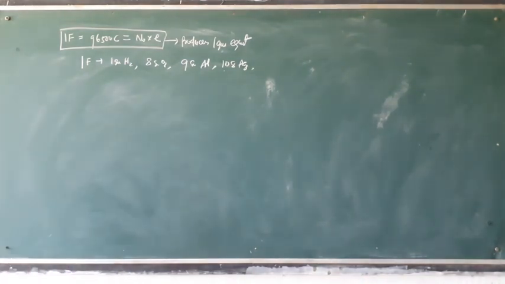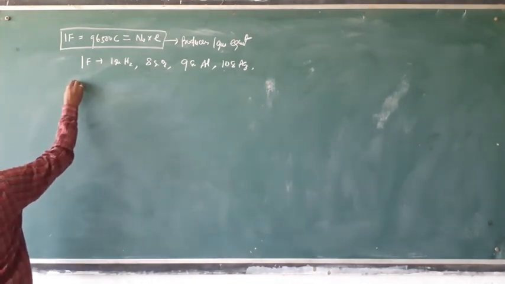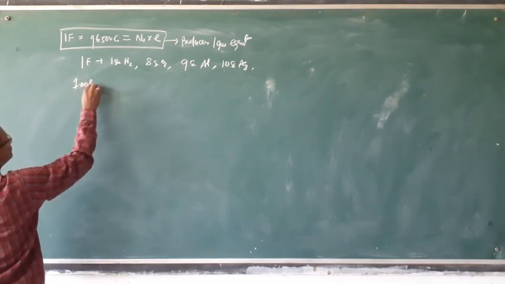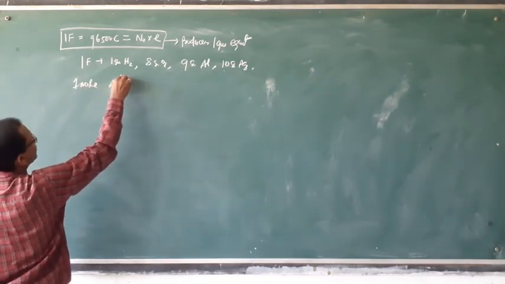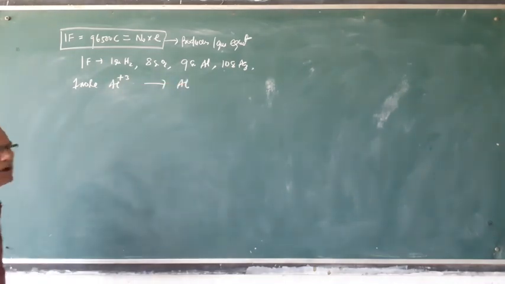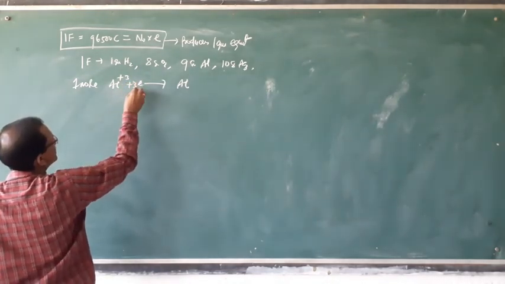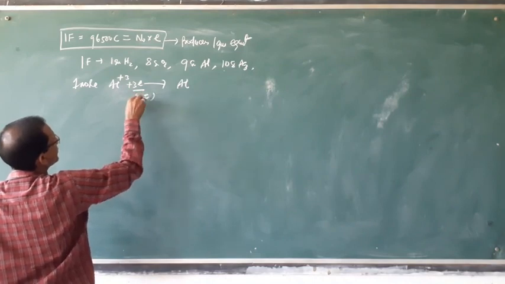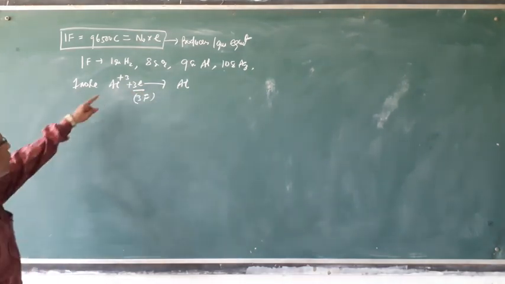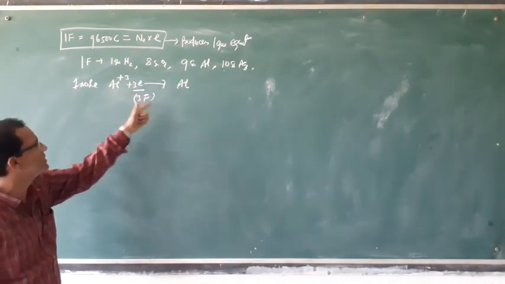And for this Faraday, for example, if 1 mole of aluminium ion is converted to aluminium, how many Faraday are required? As the valency is 3, 3 Faraday. As it needs 3 electrons, 1 mole of aluminium ion requires 3 mole of electrons. 3 mole means 3 Faraday.